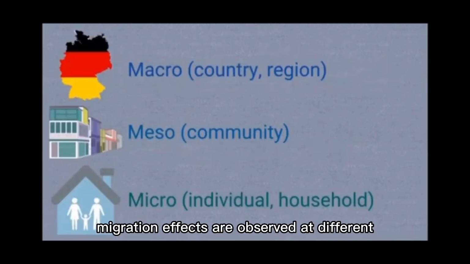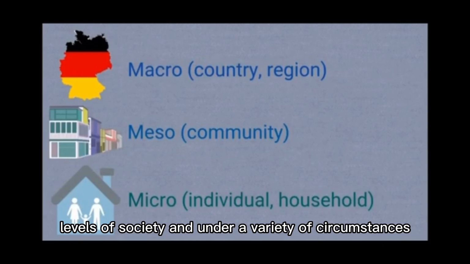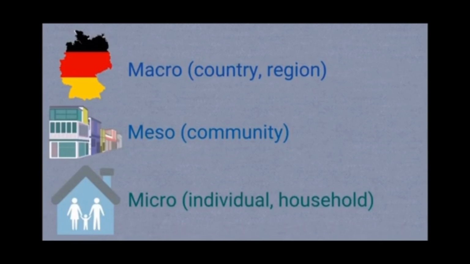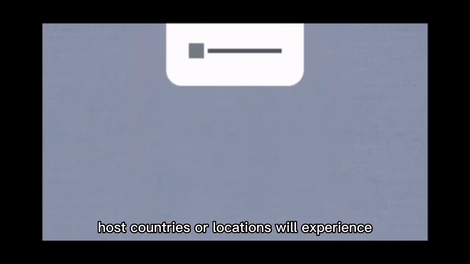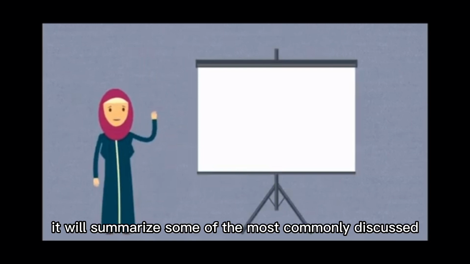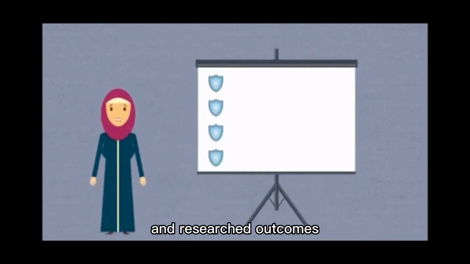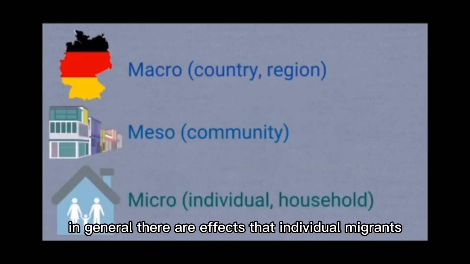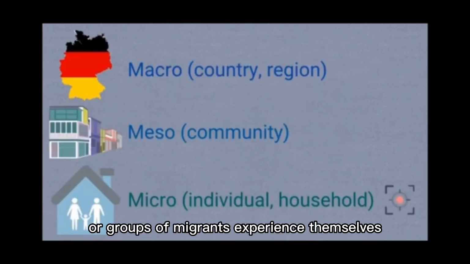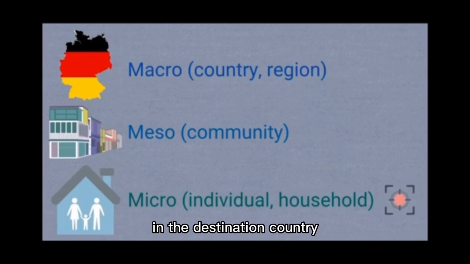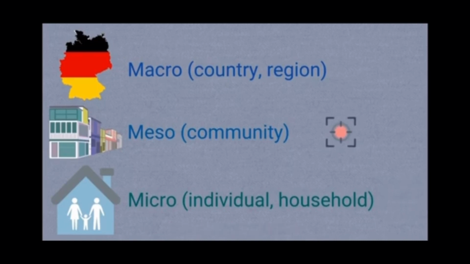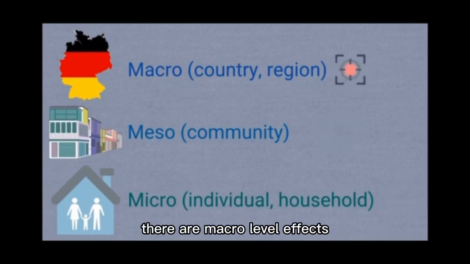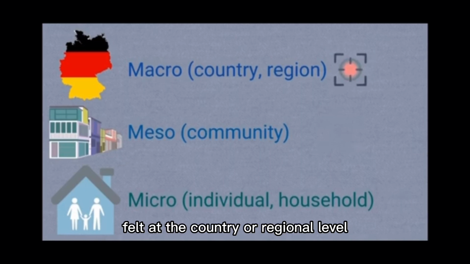Migration effects are observed at different levels of society and under a variety of circumstances. While this video is not meant to be a complete list of every effect host countries or locations will experience, it will summarize some of the most commonly discussed and researched outcomes. In general, there are effects that individual migrants or groups of migrants experience themselves in the destination country. There are also effects of migration on the communities where migrants live. And finally, there are macro-level effects felt at the country or regional level.